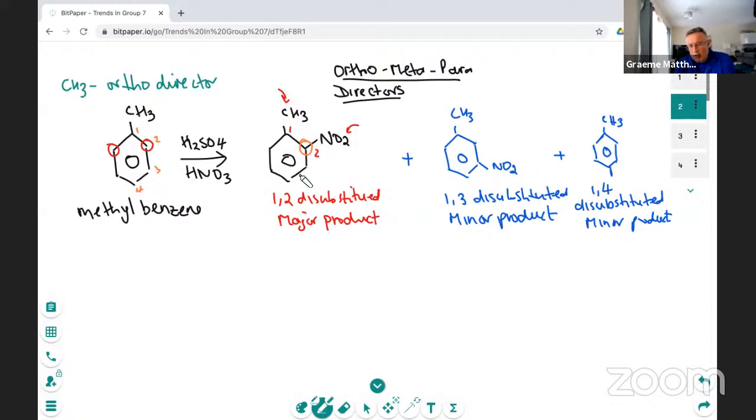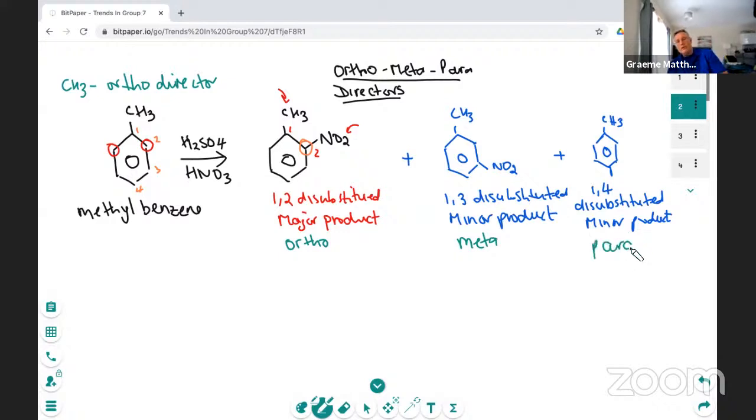So this one, the 1,2, for us older chemists like me, this is known as the ortho. Hold on, try to write this a little bit neater. This is my ortho right here. The 1,3 is my meta. I would know it as meta, the 1,3. And the 1,4 would be para.